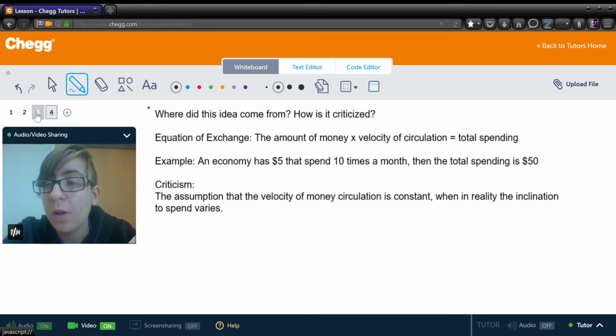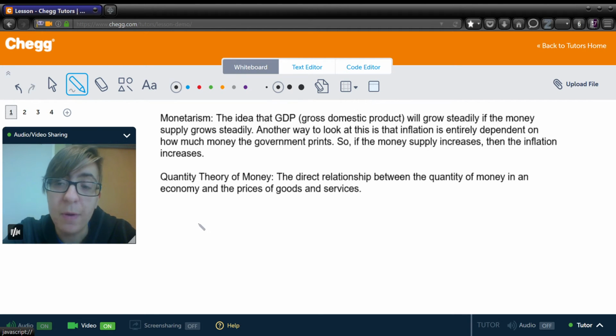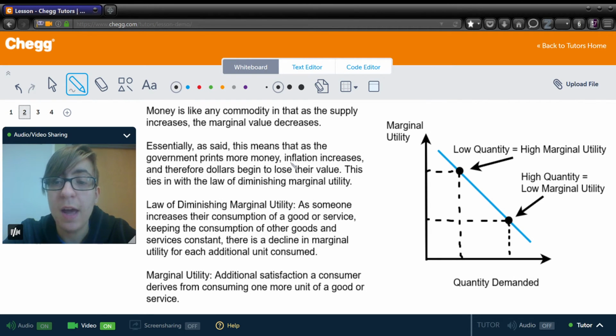So, as a quick sum up of everything we just talked about, the quantity theory of money, again, is the direct relationship between the quantity of money in the economy and the prices of goods and services. So the more money there is, the higher the inflation will be. And it came from the idea of monetarism. And you can tie inflation in with the law of diminishing marginal utility, which is why prices go up. And that is because if you don't have a lot of money, then it's seen as valuable. And since it's valuable, you can buy more of something at a lower price.